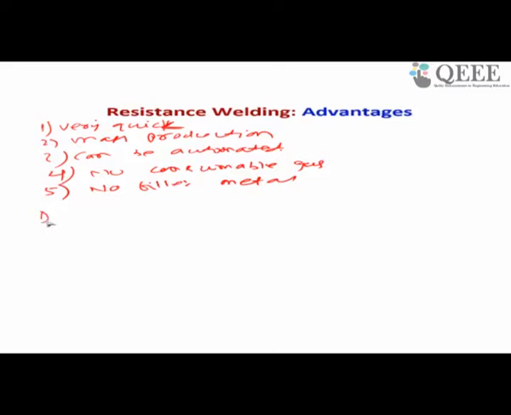What are the disadvantages? The main disadvantage is that we can only join thin pieces, thin plates, thin sheets. What is the second disadvantage? The second disadvantage is that it allows only lap configuration.